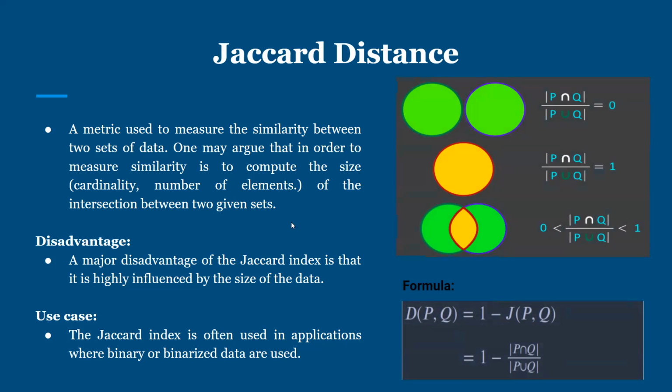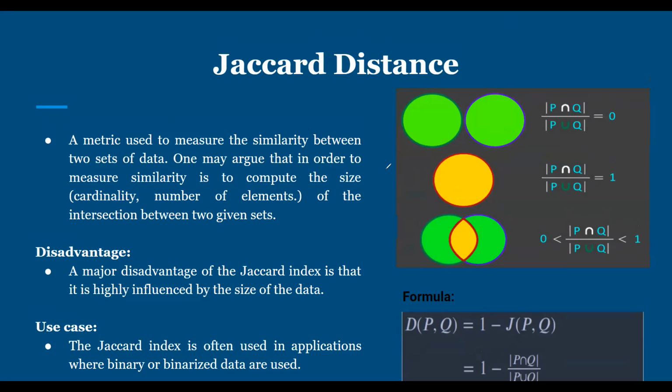In practice, it is the total number of similar entities between sets divided by the total number of entities. For example, if the two sets have one entity in common and there are a total of 5 different entities, then the Jaccard index would be 1 by 5, that is 0.2.